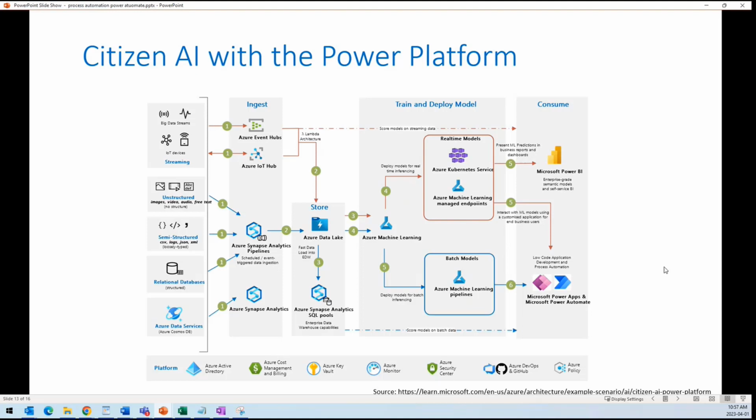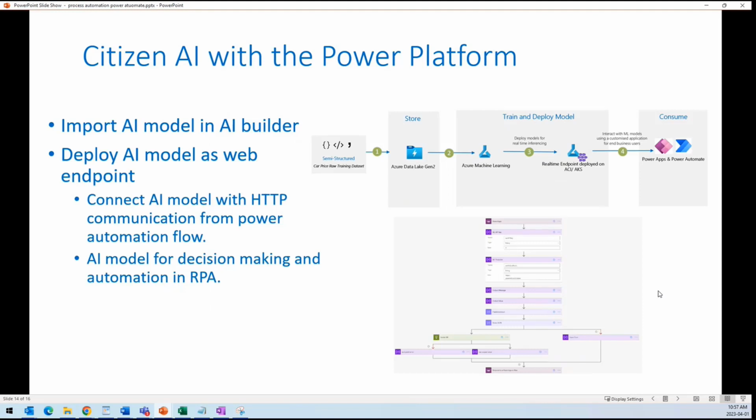This is just an example, but there are more advanced things you can do as well. If you want to do this Citizen AI with Power Automate, you can import your AI model in AI Builder, or you can deploy your AI model in ACI or AKS, as I said, and then connect it with Power Apps and Power Automate, and do certain types of prediction, RPA, and so on with HTTP communication.